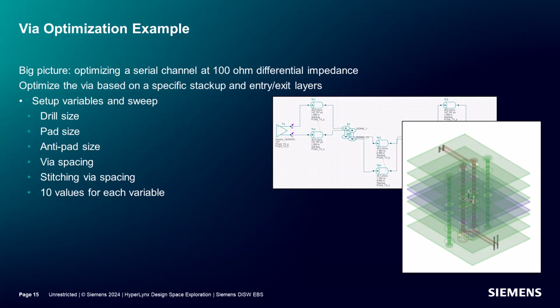There are many factors that we can change in the channel to enhance performance, such as the stack-up material or transmission line properties. But let's take a look at the via in particular. In order to create something electrically transparent, let's look at the drill size, pad size, anti-pad size, and the spacing on the vias and stitching vias.